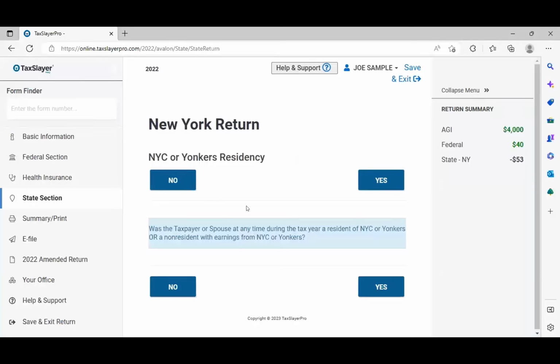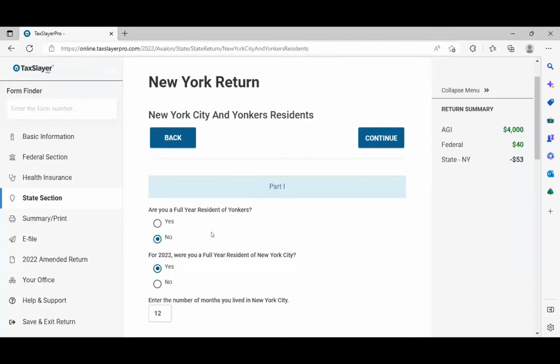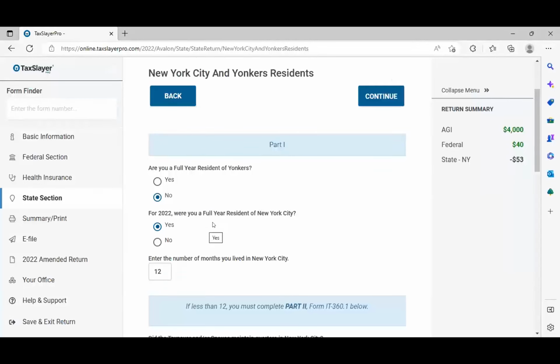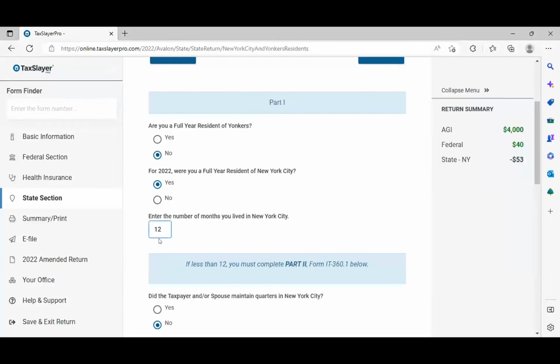Even though I've answered this once before, the question says: was the taxpayer or spouse at any time of the year a resident in New York City or Yonkers, or a non-resident with earnings in New York City or Yonkers? Well, in this case, for this example, this person is a resident of New York City. We're going to tick off yes. Was he a full-year resident of Yonkers? No. Was he a full-year resident of New York City? Yes. If he was, how many months did he live in New York City? Very important, because he'll be subject to the resident rates. And then also, if you remember, the New York City school tax credit, he'd be entitled to the full benefit of the New York City school tax credit.